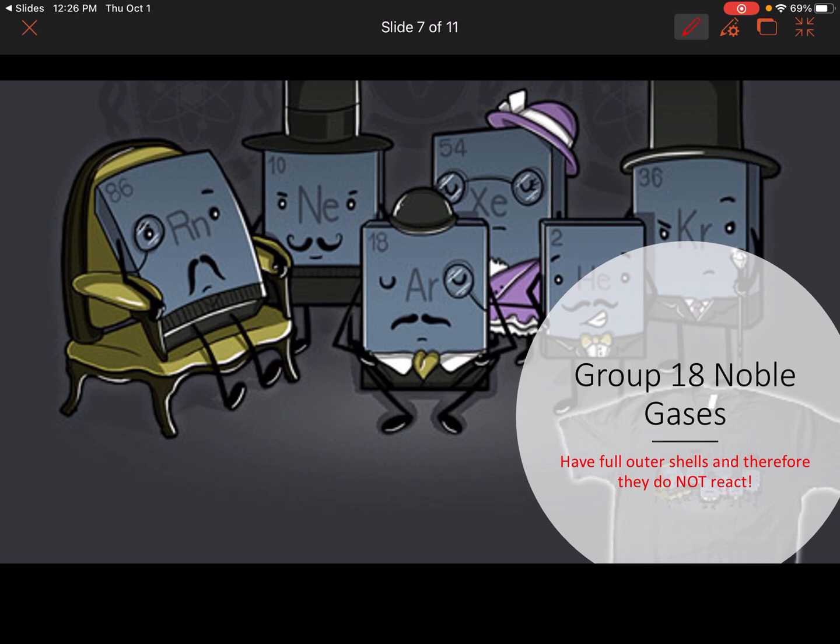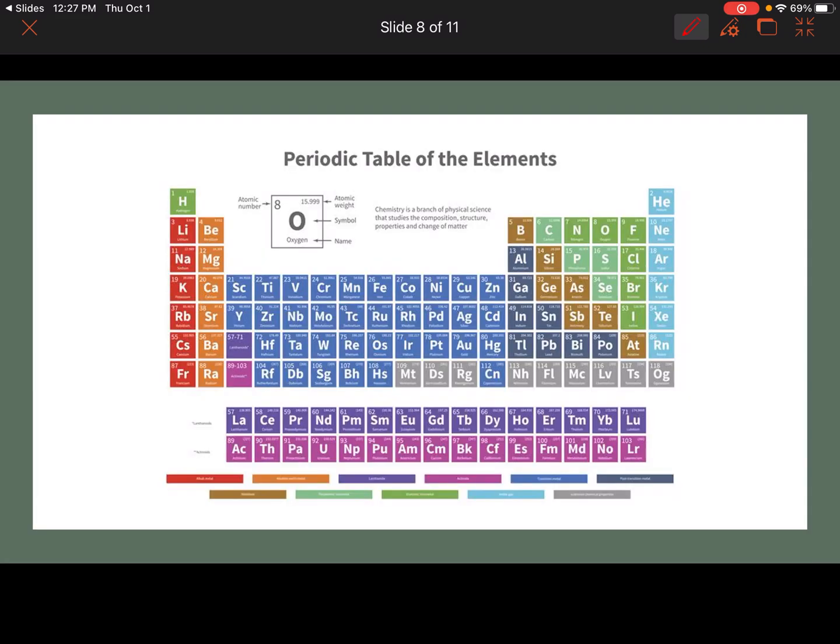Now, group 18 is our next one that we're going to look at. These are the noble gases, and they're very snooty, very snobby. They have full outer shells already, and therefore they do not react. So they do not mix with any other atoms. They stick to themselves. They are already happy all by themselves. So this diagram, this cartoon, they draw them very proper. They're very noble. They're part of the nobility.